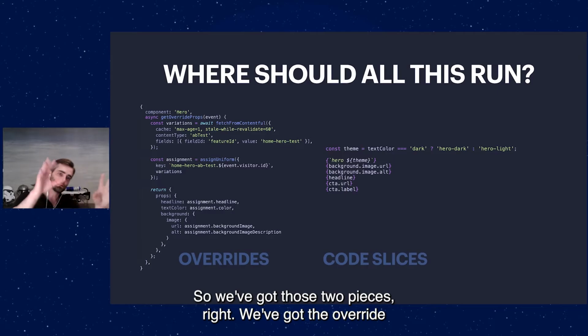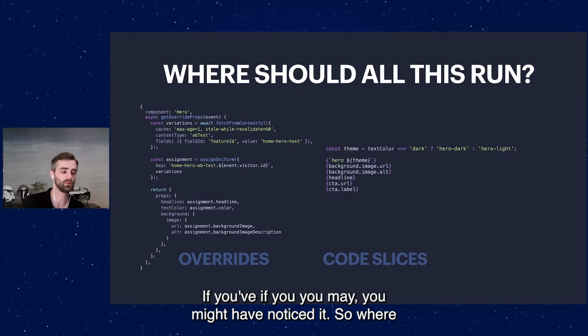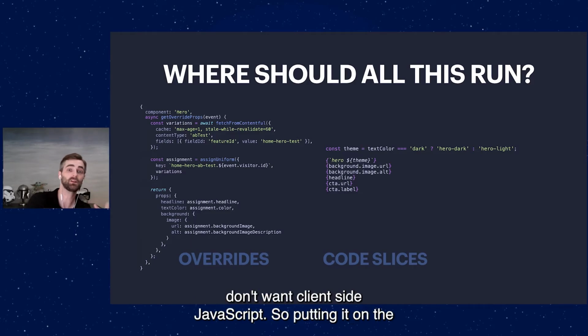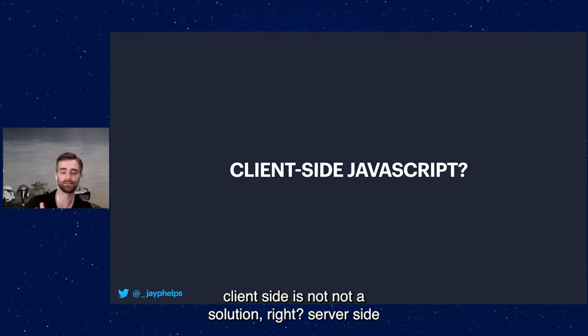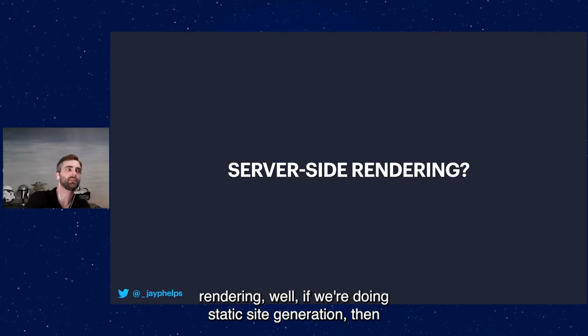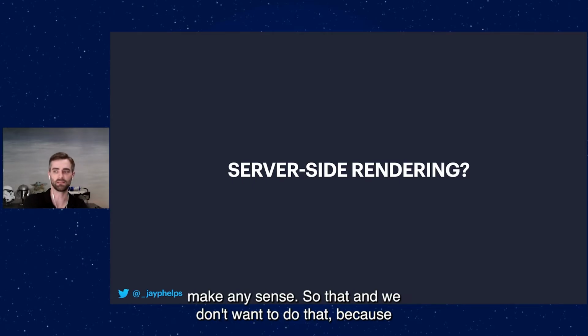So we've got those two pieces, right? We've got the override and we've got the code slices. There's still a missing piece you might have noticed. So where does all this run, right? We're saying we don't want client-side JavaScript, so putting it on the client side is not a solution. Server-side rendering? Well, if we're doing static site generation, then we're not doing server-side rendering, right? That doesn't make any sense.